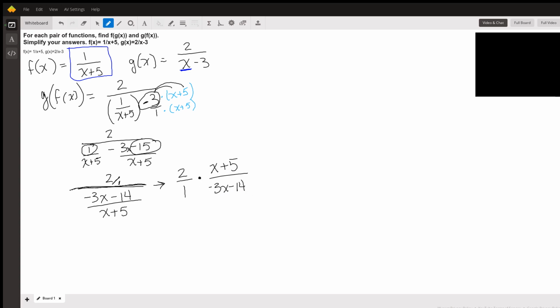So now here again, you're multiplying this entire thing, so that means you need to distribute the 2 here. So that's going to give you 2x plus 10 over negative 3x minus 14. And again, if we really want to simplify it even more than that, we get this negative out of the denominator, factor that out, and just put a negative on the fraction as a whole and make it negative 2x plus 10 over 3x minus 14, or sorry, plus 14.